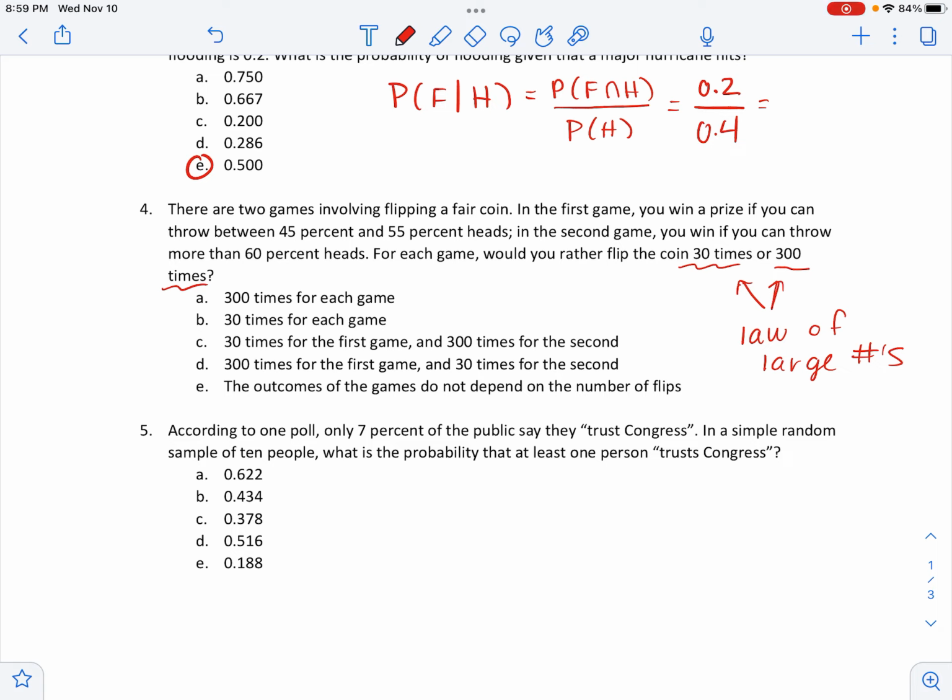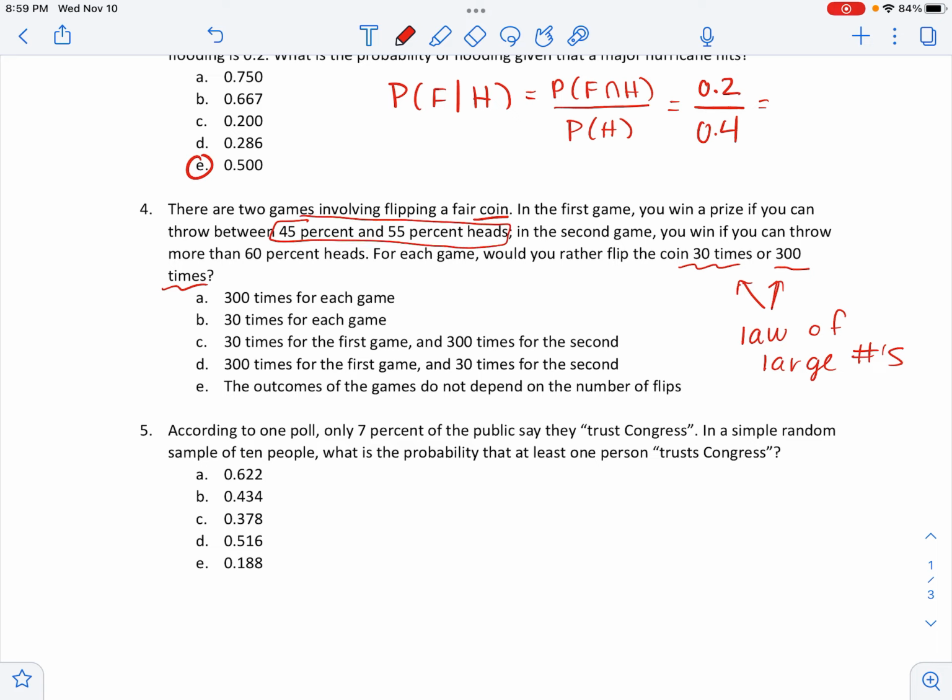So the larger our sample size, or the larger the number of times that we do something, the better and better our results get. So now how could that relate to the problem itself? Well, we are flipping a fair coin, and we know that the odds of getting a heads or a tails is 50-50. So in the first game, I win if I throw between 45 and 55%.